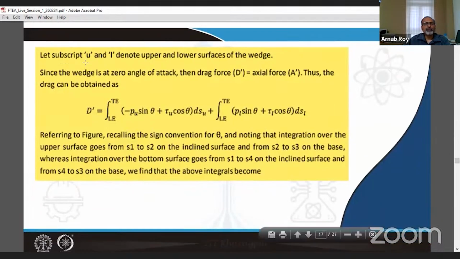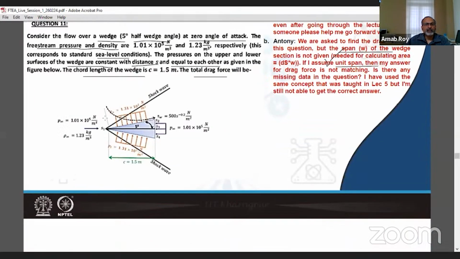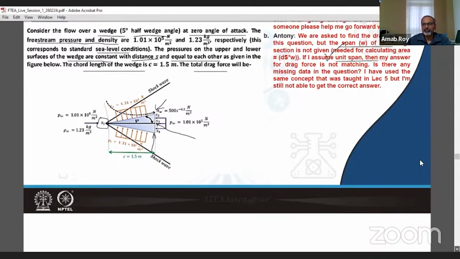So we'll associate subscripts U and L for the upper and lower surfaces of the wedge. And you might have seen in the previous figure that there are important points that have been indicated here. S1 is essentially the leading edge. S2 is the right top corner. S3 is the point exactly at the center of the base of the wedge. And S4 is the bottom right corner. So having said that, we need to keep track of these points.